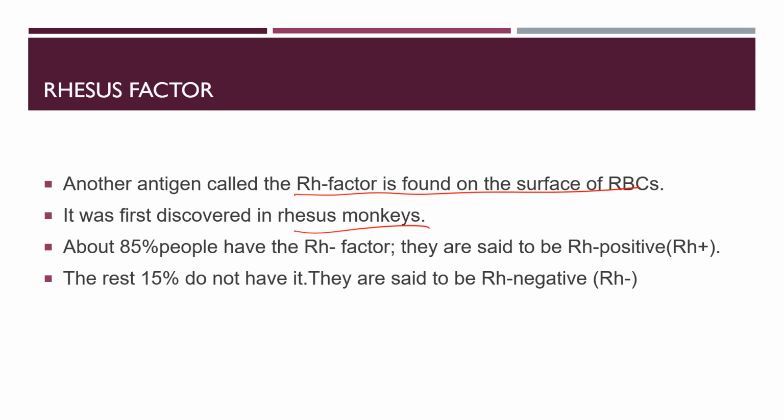About 85% of people have the rhesus factor, and they are said to be rhesus positive. The 15% who don't have it are called rhesus negative. If they have the rhesus factor, they are positive. That's why we say O positive, A positive, AB positive and B positive and so on. And it was first discovered in rhesus monkeys, hence the name rhesus factor.